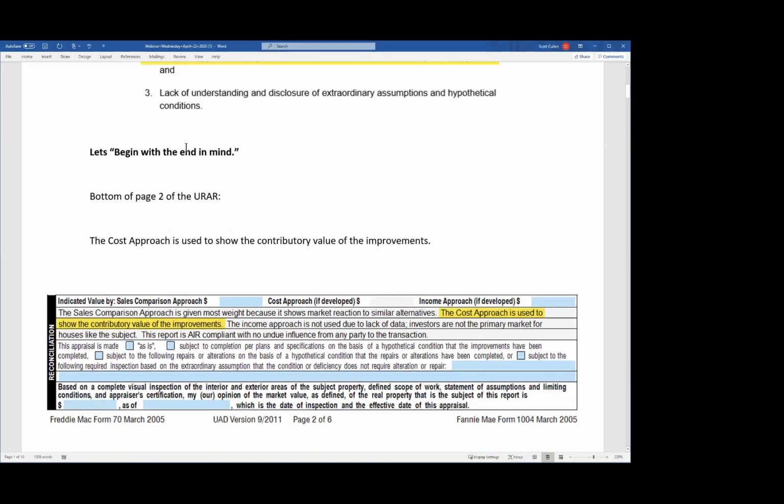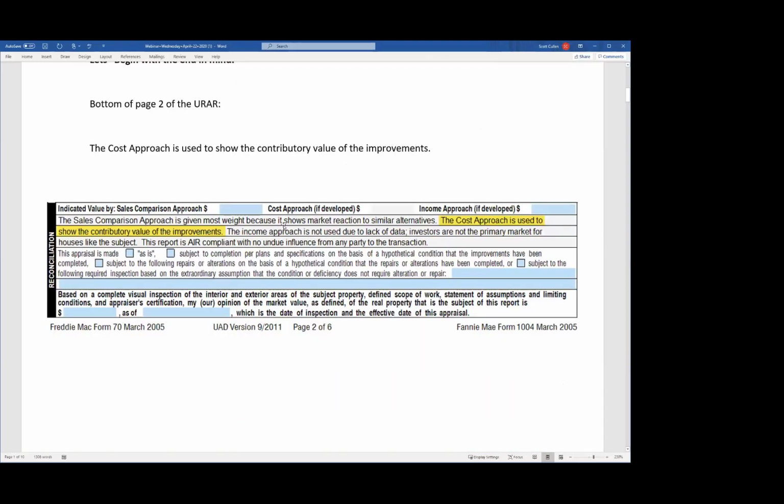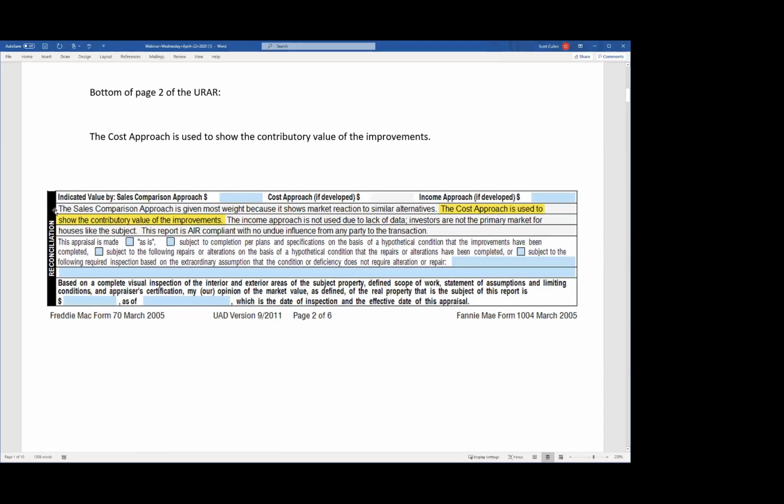So again, let's begin with the end in mind. And to me, that's the bottom of page 2 of the URAR. And this is my reconciliation statement. The sales comparison approach is given most weight because it shows market reaction to similar alternatives. The cost approach is used to show the contributory value of the improvements. So we're not using the cost approach to infer a value of the property.